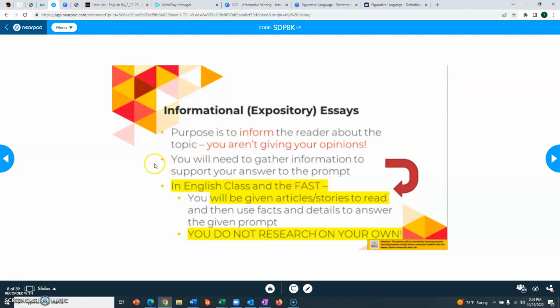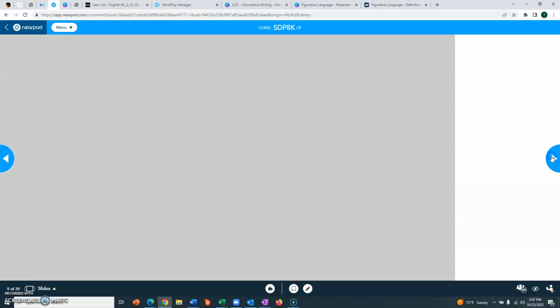So you will need to gather information to support your answers to the prompt in English class and the FAST test. You will be given articles or stories to read, and then you use the stuff from those articles or stories for your evidence, your reasons, your details, okay? Yes, there are times when you get details from your head, but the bulk of it comes from you pulling evidence from a text and then being able to explain that evidence in your own words. All right, let's keep going.